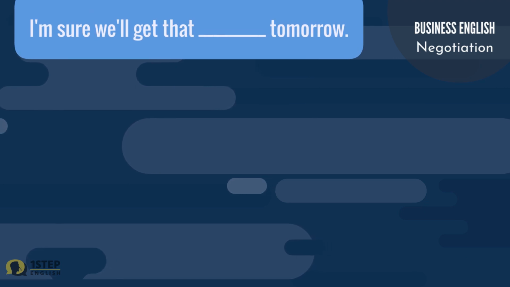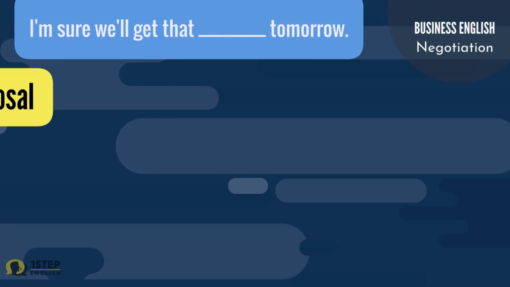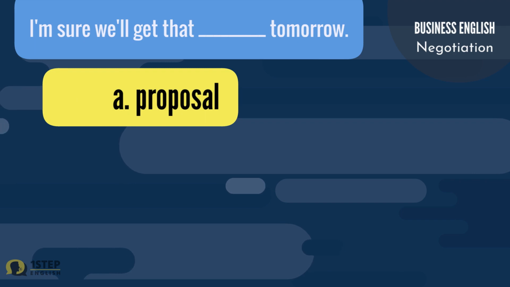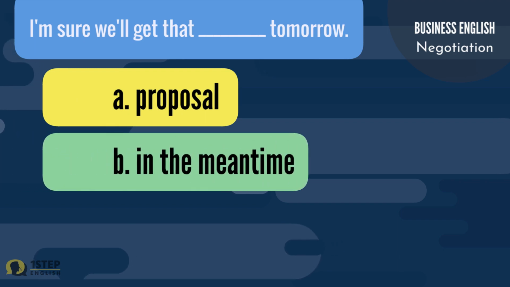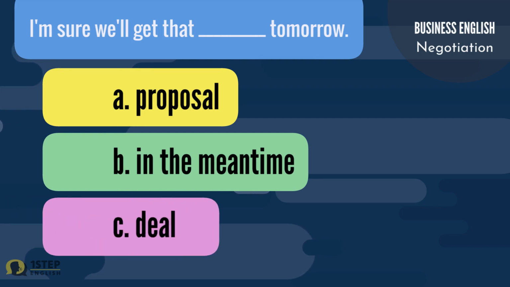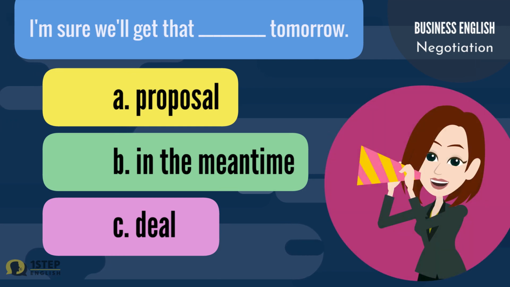I'm sure we'll get that blank tomorrow. Letter A, proposal. Letter B, mediator. Letter C, deal. The correct answer is letter C, deal. I'm sure we'll get that deal tomorrow.